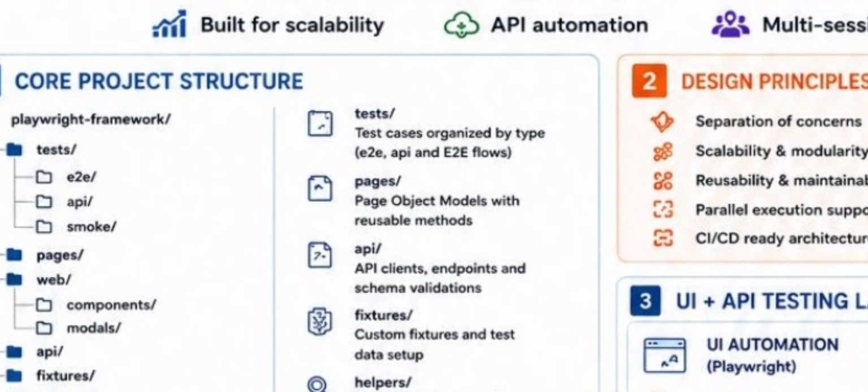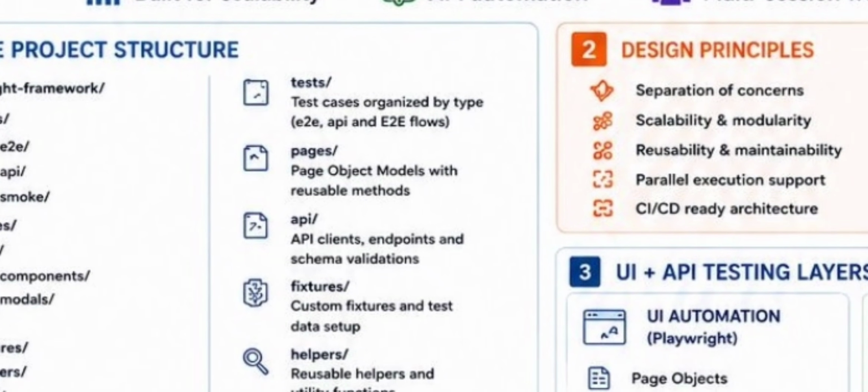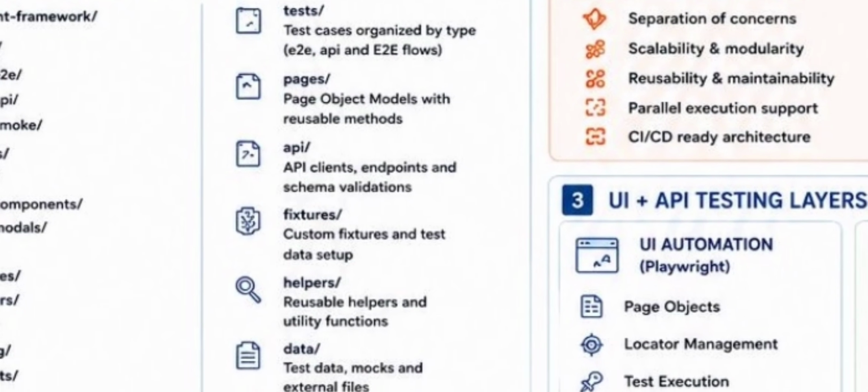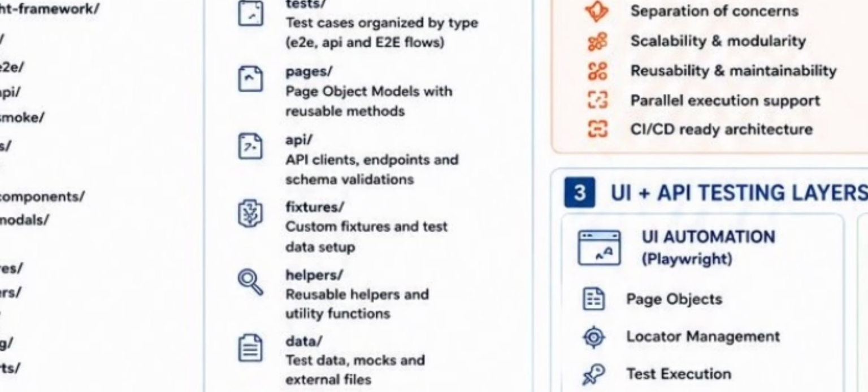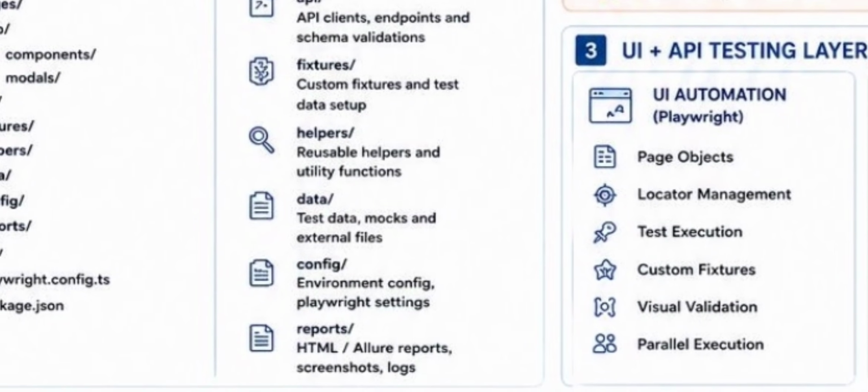The tests folder usually contains the test cases organized by type, end-to-end and API flows. The pages folder represents the page object model with reusable methods, and the API folder contains specifically the details about API clients, endpoints and schema validations. And the fixtures folder will have custom fixtures and test data setup flow.